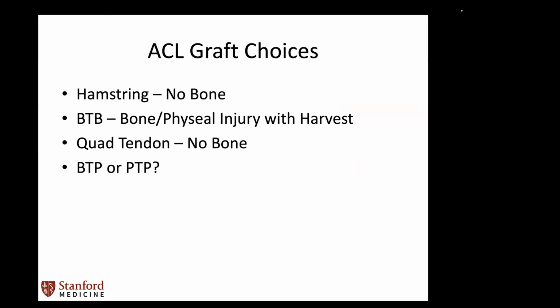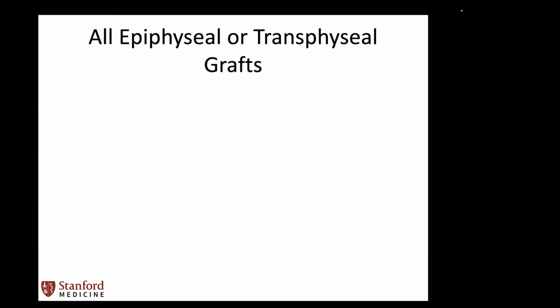So let's talk a little bit about graft choices. Hamstring has probably been the most commonly used graft in kids because we don't take any bone, and we don't get damage to the tibial growth plate during harvest. The bone-tendon-bone would put bone graft possibly across the growth plate, but more importantly, it injures the proximal tibial physis during harvest. So that's probably a real contraindication in kids with lots of growth remaining. Quadriceps tendon, especially that without bone, is emerging as a good graft in the pediatric world. And I'm also going to talk about a new graft option that we've been looking at here called the bone-tendon-periosteum, or the patellar tendon-periosteum graft, that doesn't damage the physis.